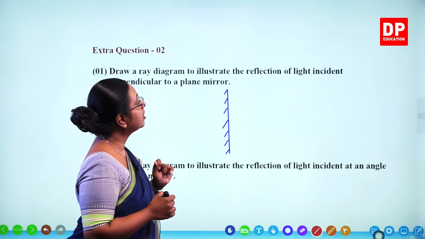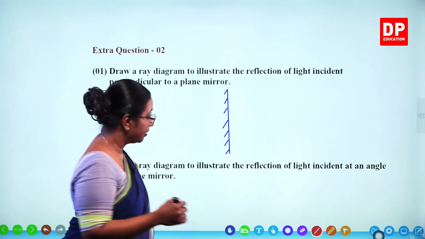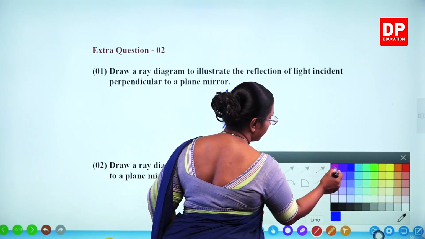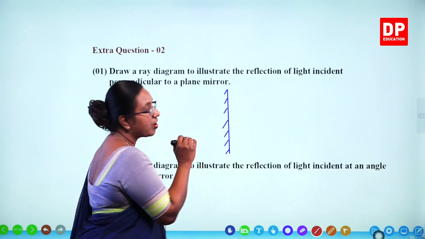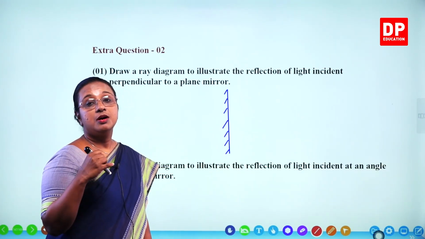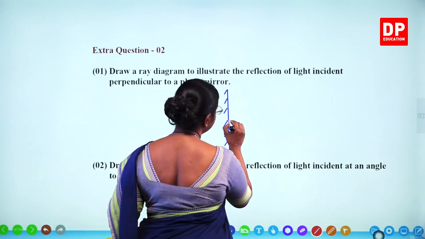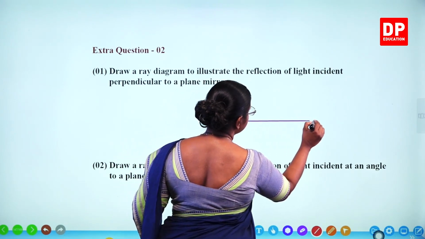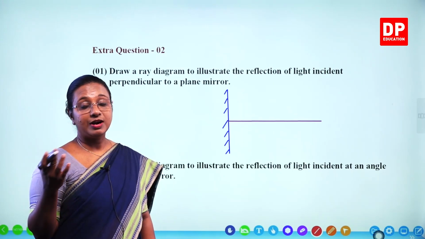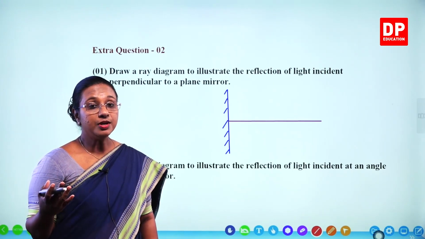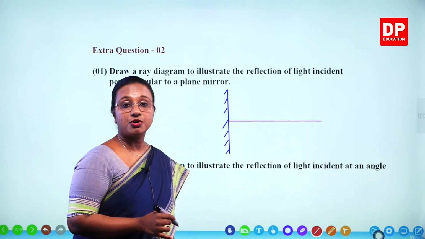Now we need to show a ray that is incident perpendicular to this surface. So I will use a different color. Here I am not going to measure or show the angles. I will draw a perpendicular line. So if we draw this straight line, I am sure students you have the ruler and you have drawn straight lines. For you it's possible. For me here I can use this option to draw the straight line.